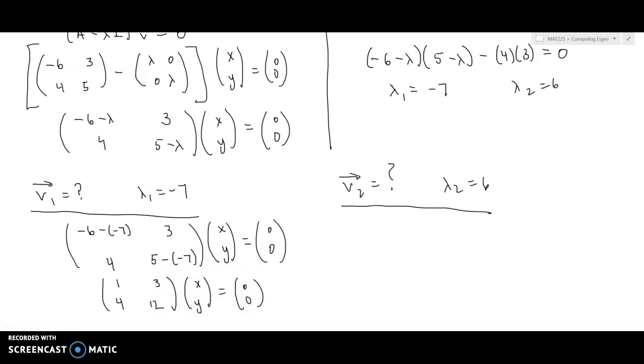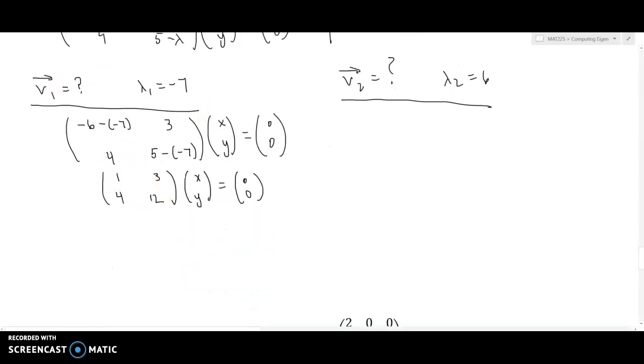So I'm ready to solve this. My matrix will be 1, 3, 4, 12, augmented by 0, 0. Perform Gaussian elimination on that, and we're going to end up with 1, 3, 0, 0, 0, 0. So that means, once again, that x plus 3y equals 0, and we get 0 equals 0.